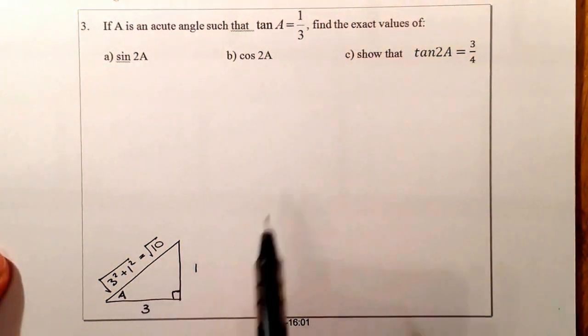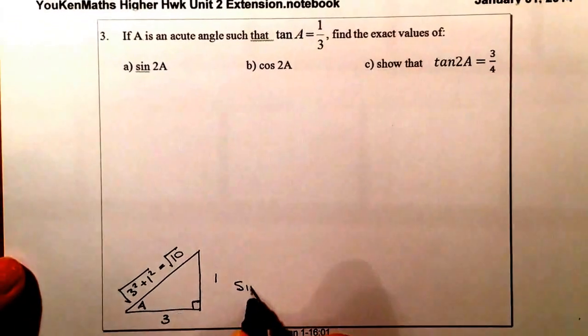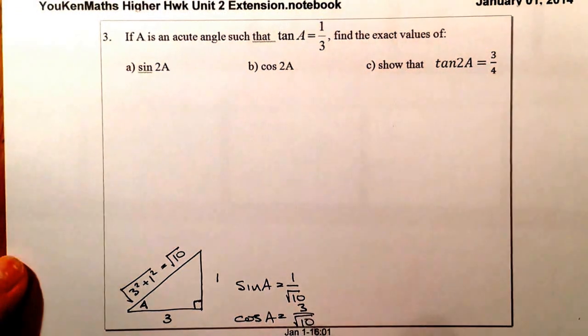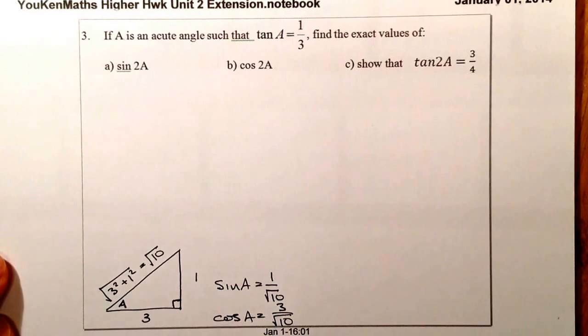From that I know that tan A is equal to 1 over 3. From there I can see that sine A is going to be equal to the opposite over the hypotenuse, which will be 1 over root 10, and I know that cosine of A is going to be the adjacent over the hypotenuse, which is 3 over root 10. And I'm going to use these values when I expand these items out, just using the formula sheet, remember.